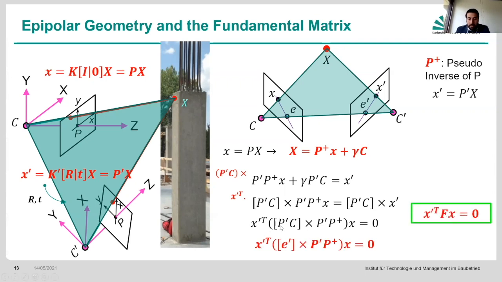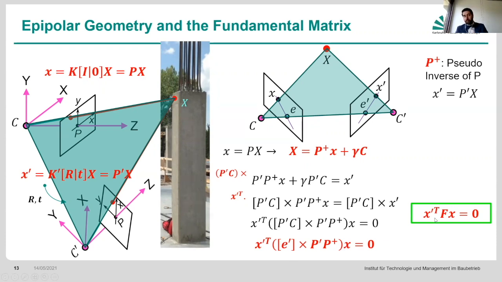So here I've basically replaced the p prime c by e prime. Why? Because e prime is our epipolar point representing camera C. This is going to be c times p prime, right? So this is going to be exactly this, or p prime times c, right? So this is going to be the e prime vector there. And from that, we can get this, which we call the fundamental matrix.